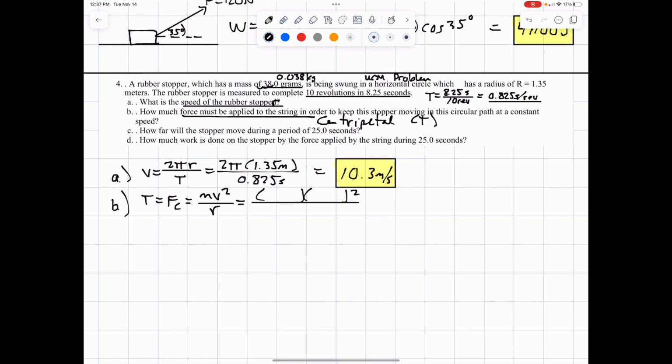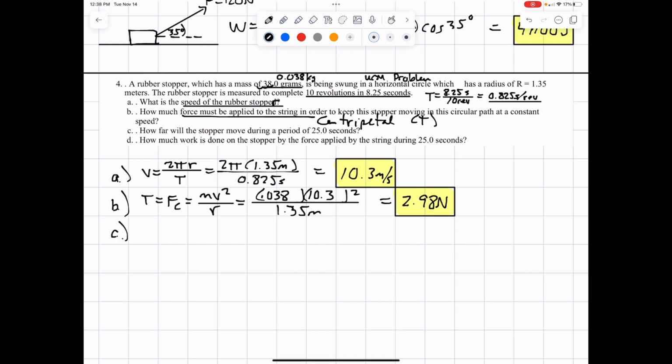So we're going to go mass times v squared divided by the radius. Now the mass is 0.038 kilograms. The speed we just found to be about 10.3. We're going to square that, and divide by the radius of about 1.35 meters. Please take a moment to put that in your calculator. If you did this right, you should get a little under 3 newtons, about 2.98 newtons. Please practice putting that in your calculator until you can do that correctly yourself.